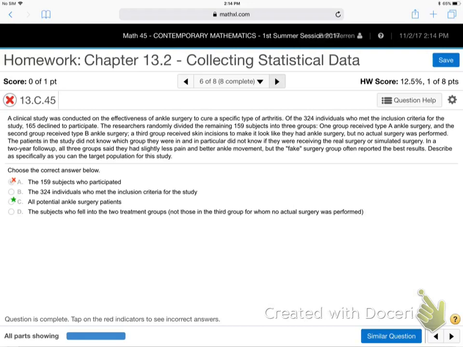Okay, so, clinical study, blah, blah, ankle surgery. 324 individuals who met the inclusion criteria, 165 declined to participate. Researchers randomly divided 159 into 3 groups.